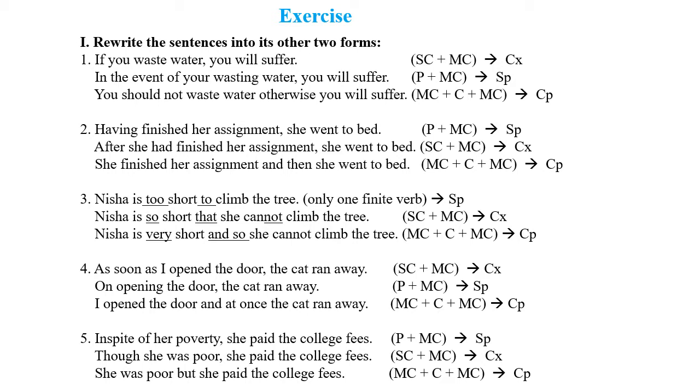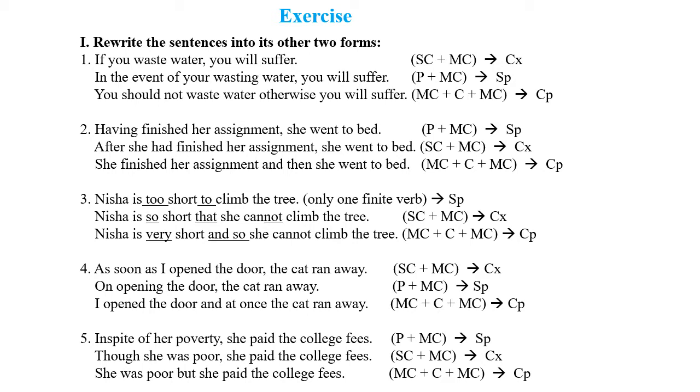If you waste water, you will suffer. This is a complex sentence with a subordinate clause and a main clause. For simple: in the event of you wasting water, you will suffer. You should not waste water, otherwise you will suffer. This is compound. We have to put that, not considering the meaning of the sentence.